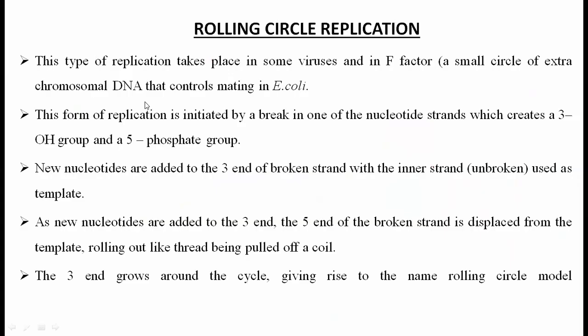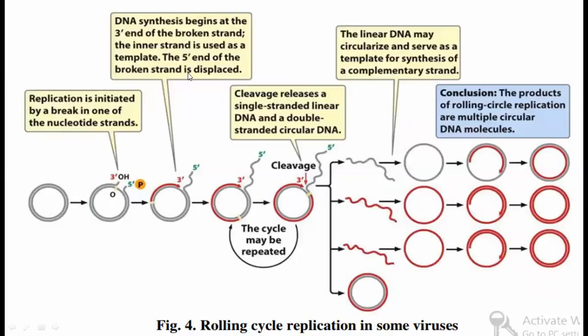Another type of replication is rolling cycle replication. Here is the rolling cycle replication. If you see, this is the double-stranded DNA. Here, what happens? One of the nucleotide strands is cut. There is no formation of replication bubble. In the previous one, there is a formation of replication bubble. Here, there is no replication bubble.